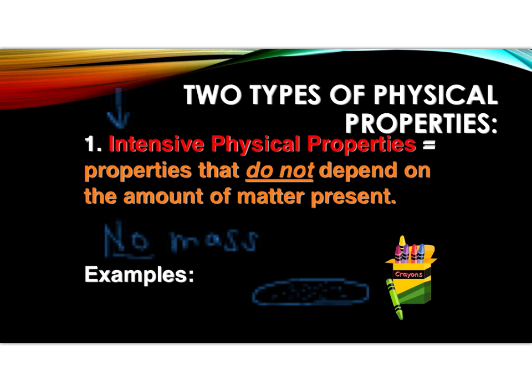What is the color of table salt if I have a small sample or a large sample? Does it change color? It remains the same. What about the odor? Does the odor change with the amount of the sample? Does its ability to conduct a current change depending on the amount I have of the sample? Its ability to conduct current, it's either a yes or a no. Can table salt conduct current, yes or no? Doesn't depend on how much I have. Ensure that you've written down the definition for intensive physical properties and several examples.